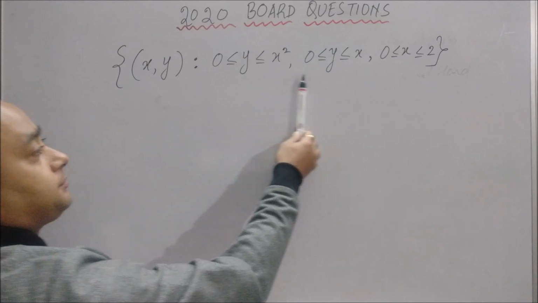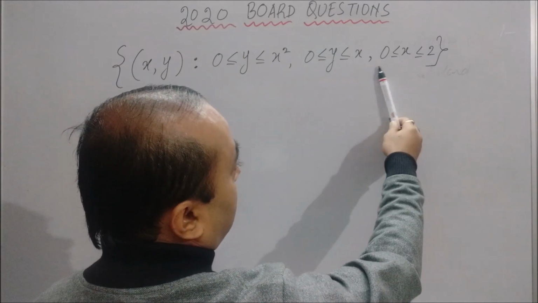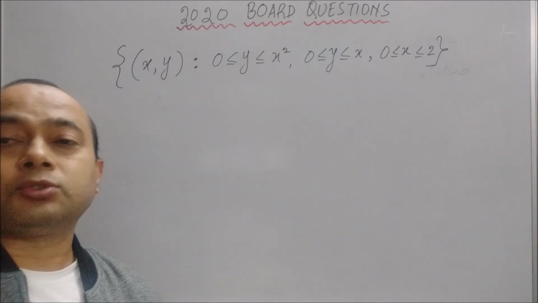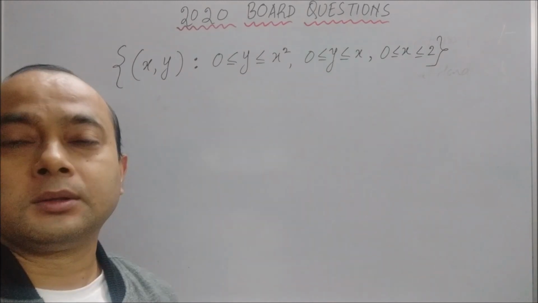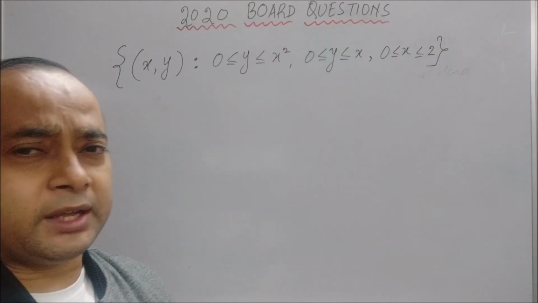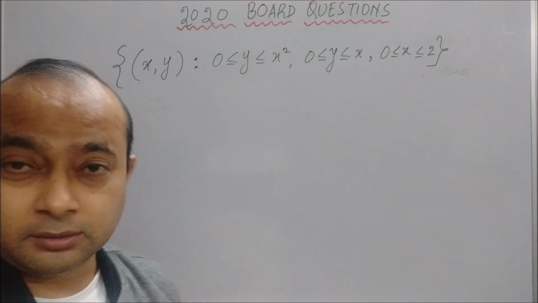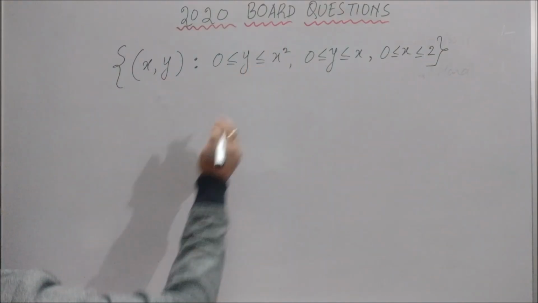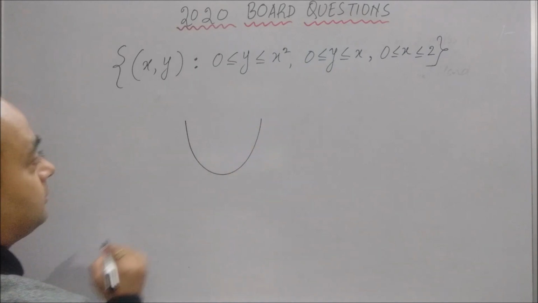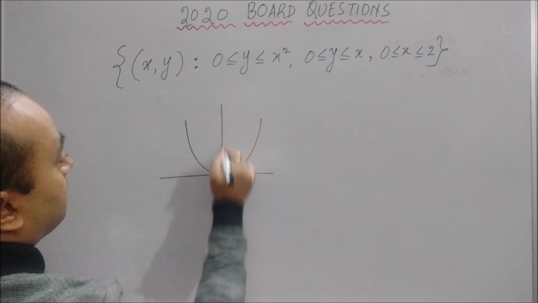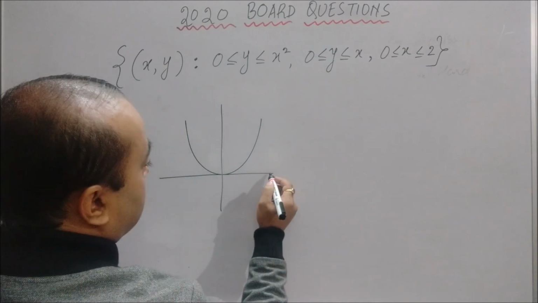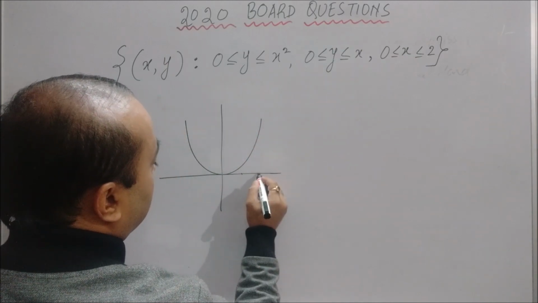Parabola, straight line and ordinate. So let us draw the diagram first. In fact, while drawing the diagram, you are in a dilemma. थोड़ा confusion होंगे. कैसा confusion? This parabola will be like this, okay? And this ordinate is x equal to 2. There is no problem here, okay?